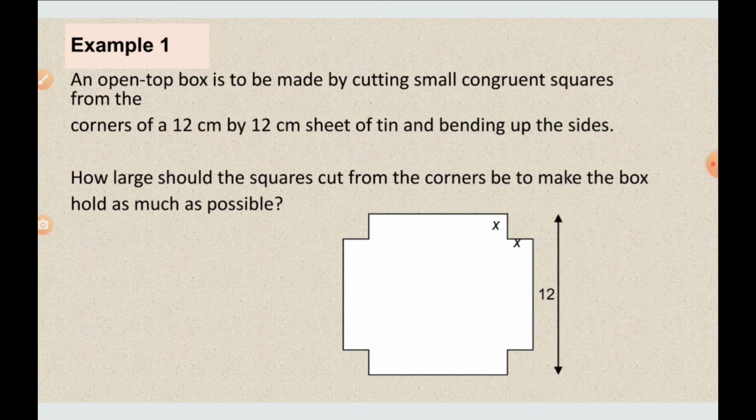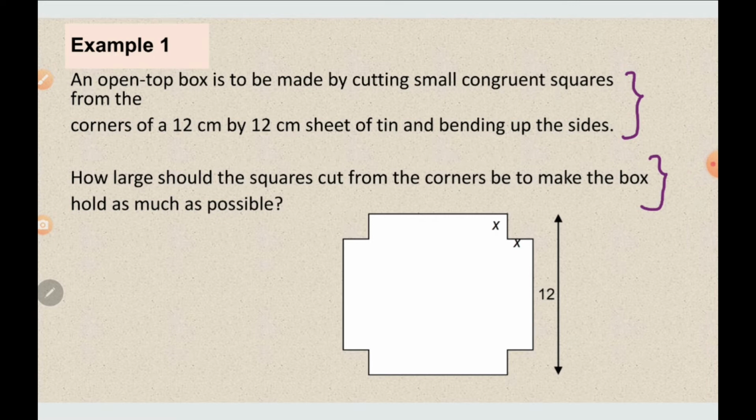An open top box is to be made by cutting small congruent squares from the corners of a 12 cm by 12 cm sheet of tin and bending up the sides. The question: how large should the squares cut from the corner be to make the box hold as much as possible? Firstly, you need to understand what information is given here, and secondly, you need to understand what question is asked here.